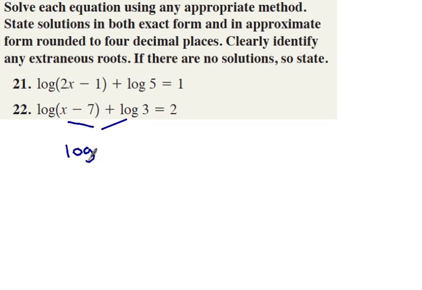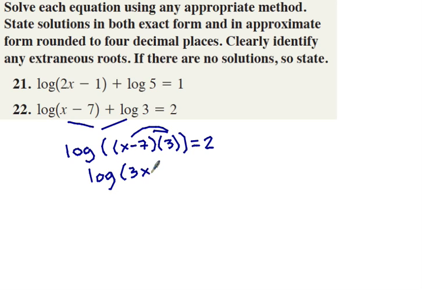So showing all the in-between steps, this would become log of the quantity x minus 7 times 3. We can distribute that 3 to both parts in here. So this becomes the log of 3x minus 21 will equal 2.